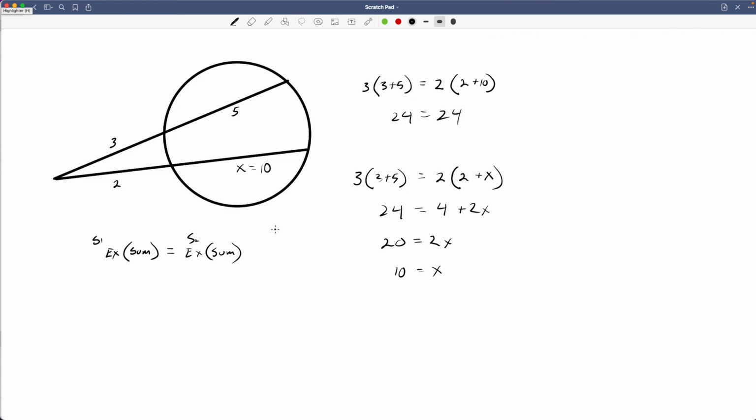All right, and I believe that is all that we have. Yep, that is it. That is all that we have for secants and chords and tangents and angles and lengths of those as well.